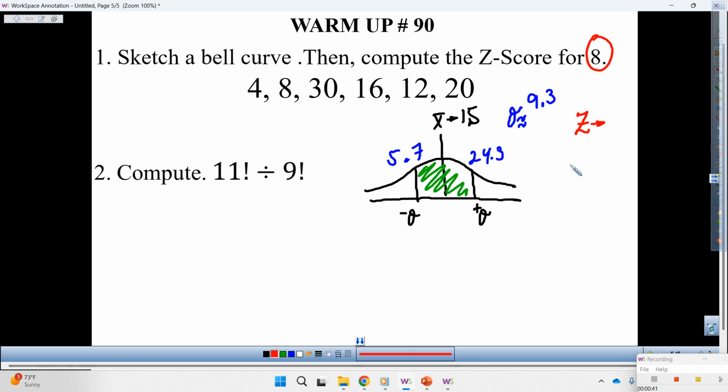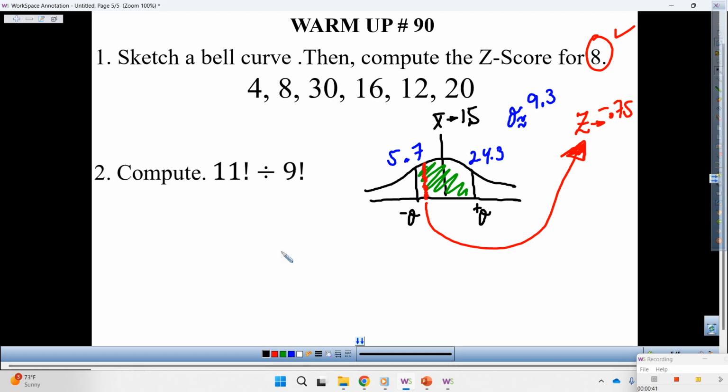Artie, what'd you get? Negative 0.75. Hands if you got something like that. Looks about right. So our mean is here. Negative 0.75 is close to the negative 1. And what does that mean, everyone? That the number 8, it's still within the what? Within the norm. Yes, that is correct.